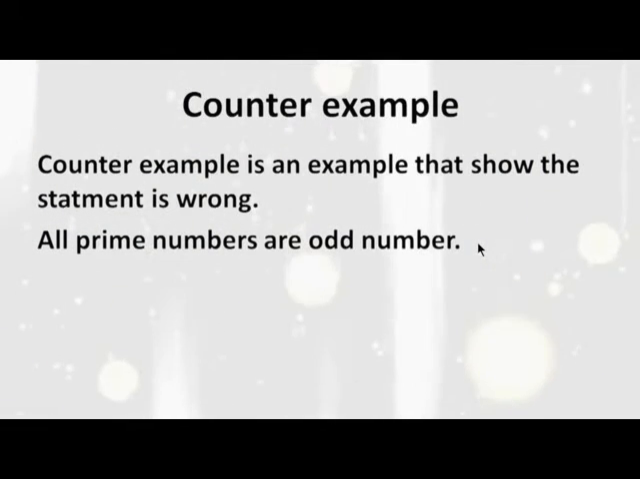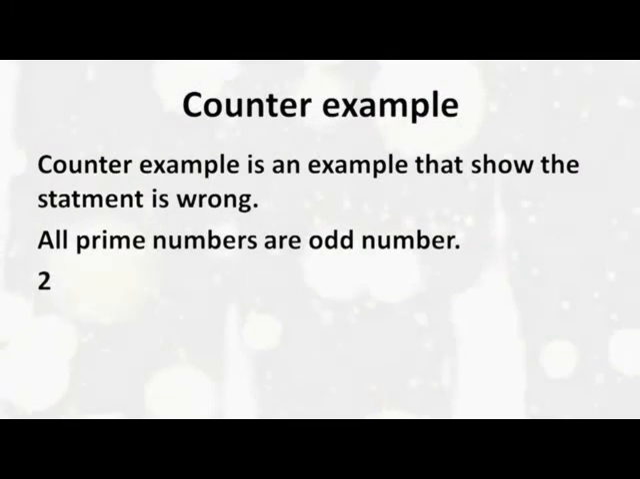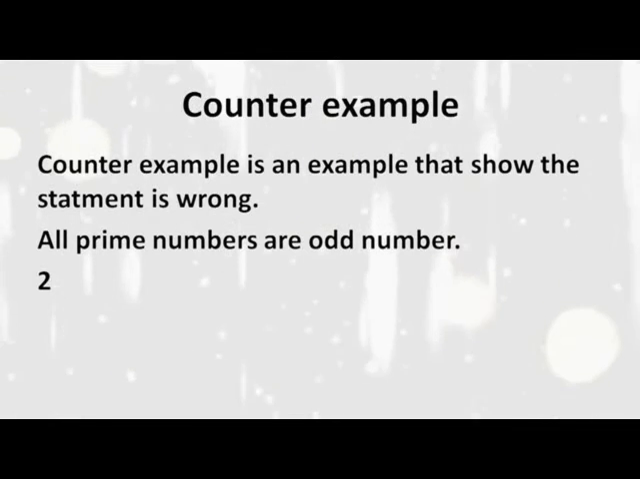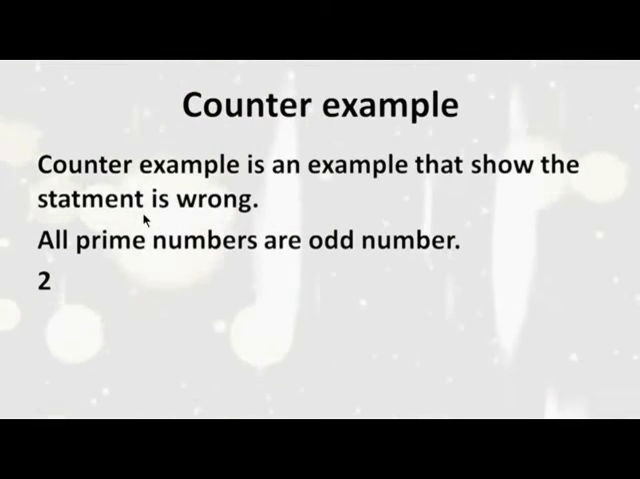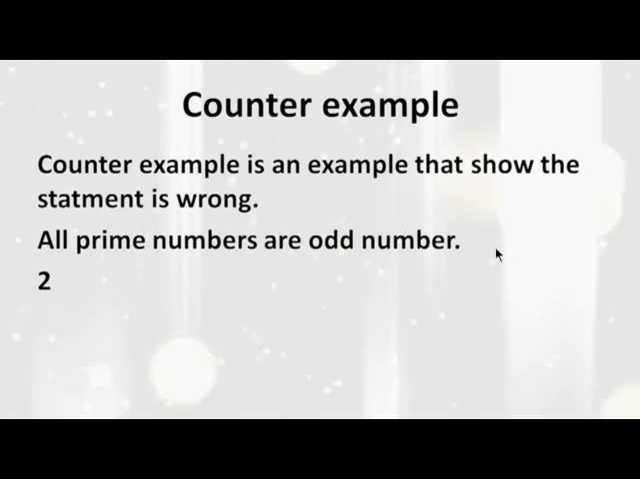So, all prime numbers are odd numbers. Turns out, 2 is a prime number, but 2 isn't an odd number. 2 is an even number. So 2 is a counterexample, the example that shows that this statement is wrong. So this statement is wrong.